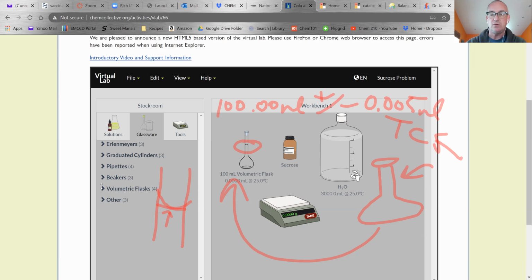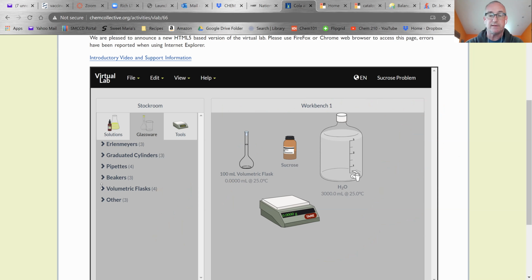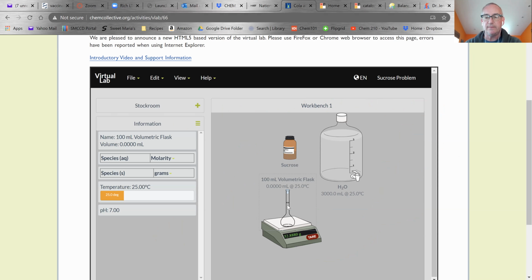So let's just use it real quick. Let me clear all this stuff out. The first thing we can do is put the volumetric flask on top of the scale, or the balance. I think they call it a scale. We call it a balance generally. And then what does tare mean? Anyone remember? We've used these before. What does tare mean?